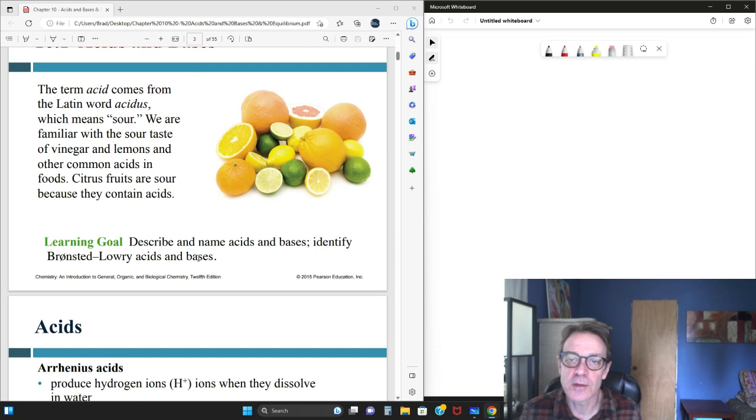You don't get medical terminology, but here is a place where the Latin for acidus is sour, and they do tend to taste sour. It has some citrus fruits here with citric acid, which accounts for the sour flavor in fruits. Okay.